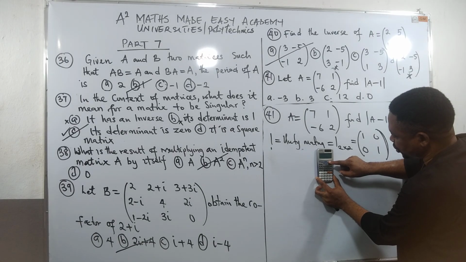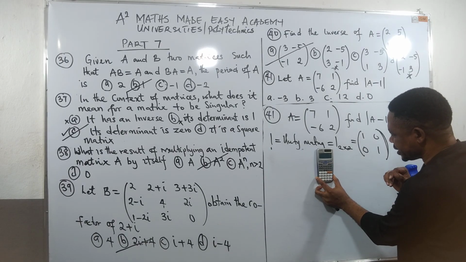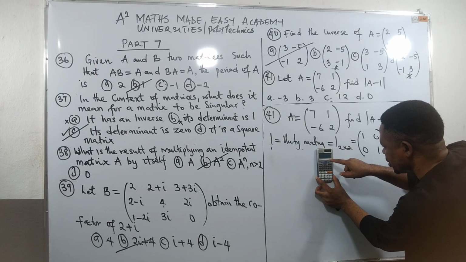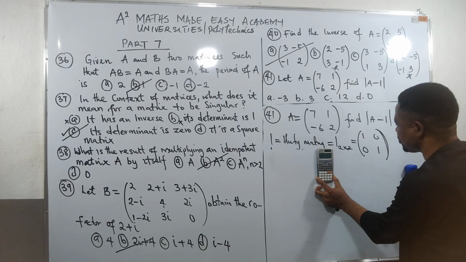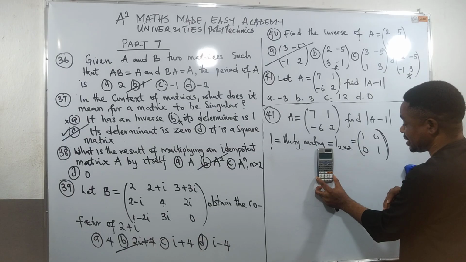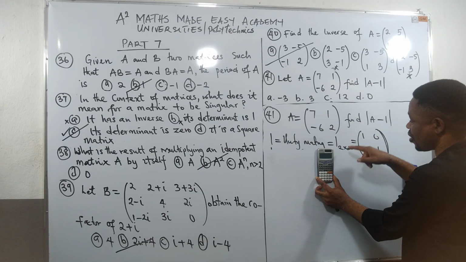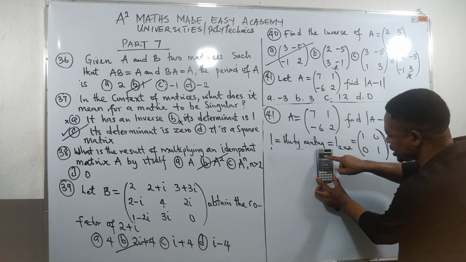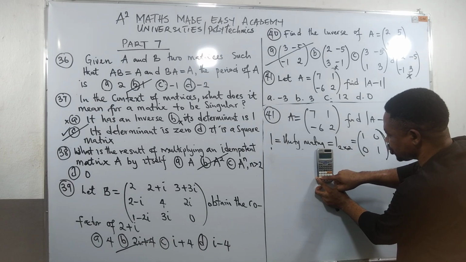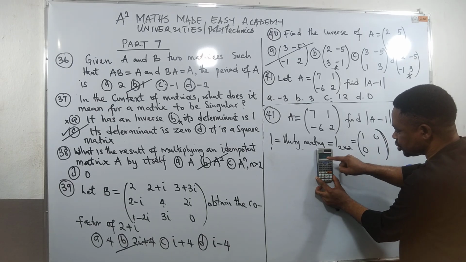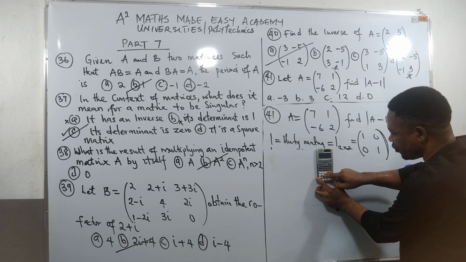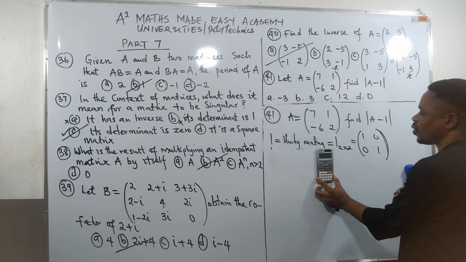Punch Mode. Check where there is matrix. Matrix falls on number 6. Punch 6. There are two existing matrices there. What is the first one? Matrix A. I will punch 1. What is the dimension? 2 by 2, which means I will punch 5. I will now key in the elements one after the other.